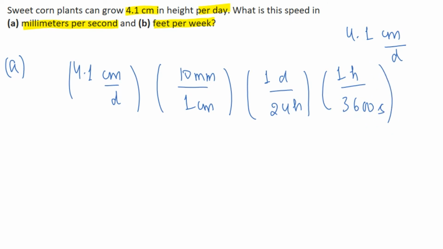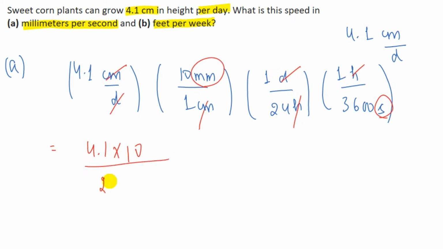So we can see that centimeter cancels, day and day cancel, hour and hour cancel, and we are left with mm per second. So that would be equal to 4.1 multiplied by 10, divided by 24 times 3600. So that would be equal to 4.7 times 10 to the power minus 4 mm per second. So this is the required answer for the A part.